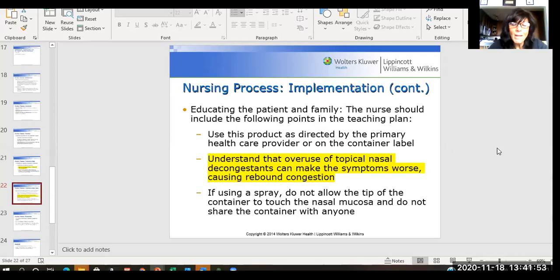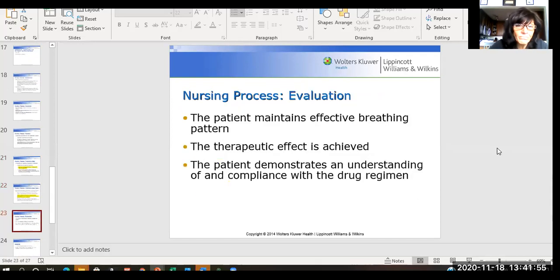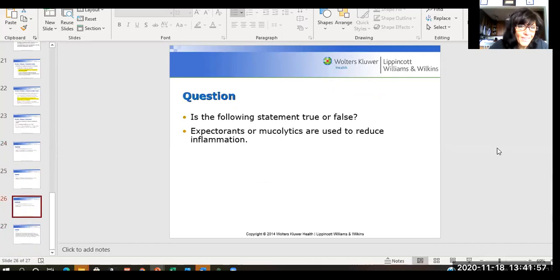Okay. And here again, rebound congestion. So I highlighted that, and that is the end of chapter 31 for the meds. Let me stop my share for a minute, see if anybody has any questions thus. Okay, so we're back. Now we're going to move to lower respiratory.